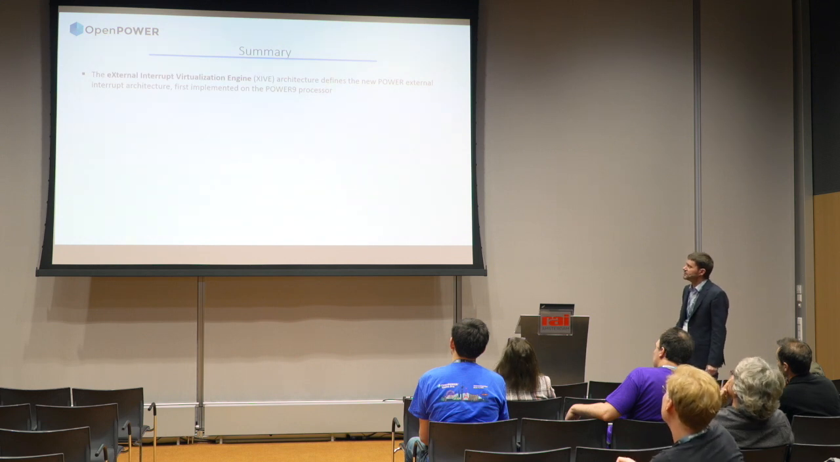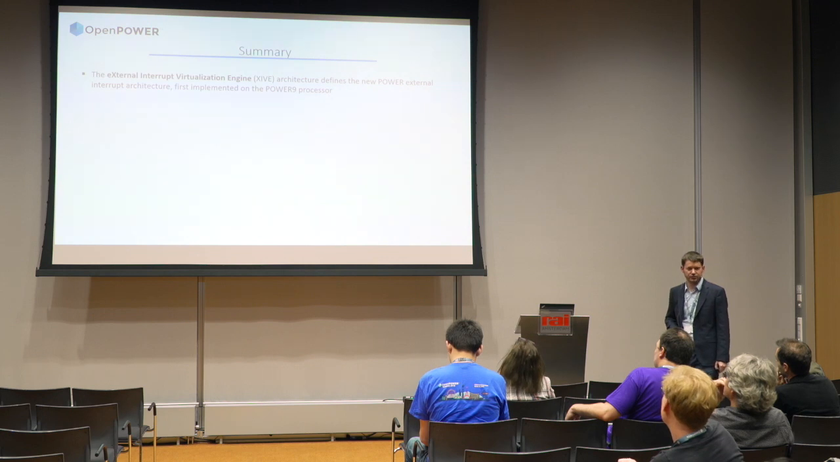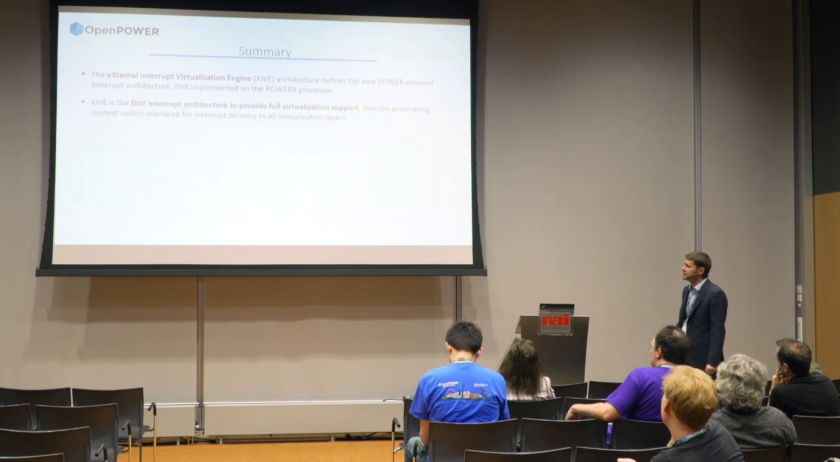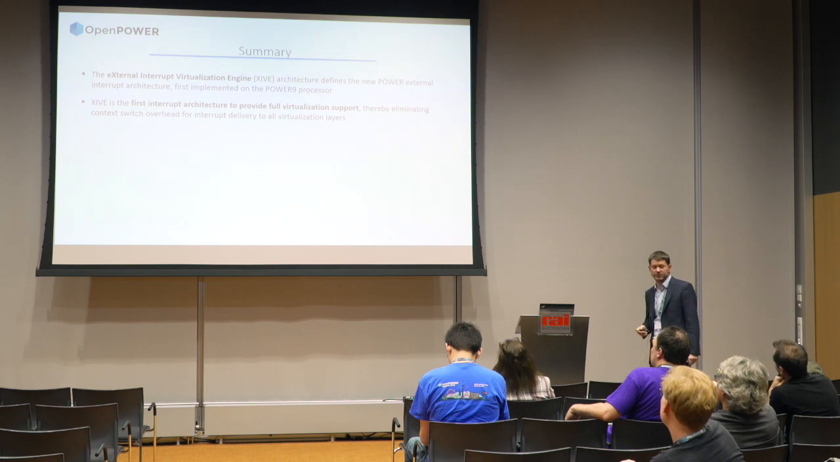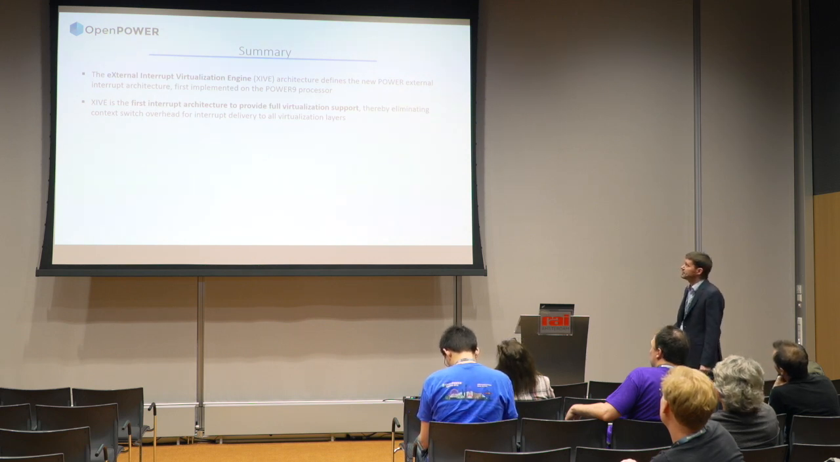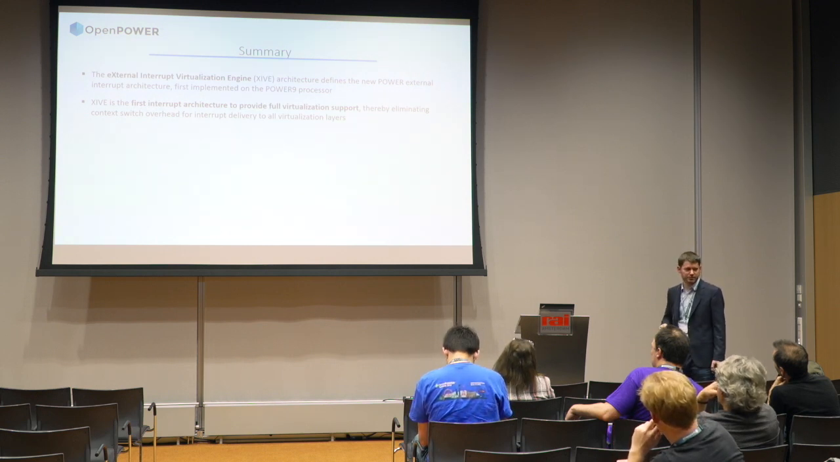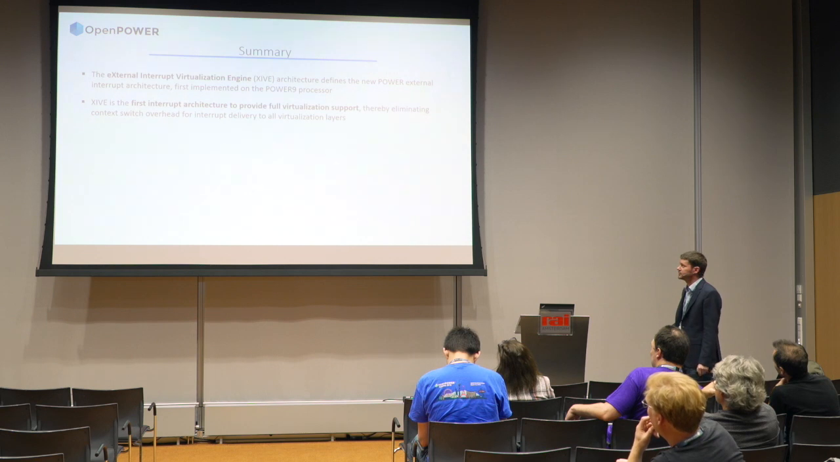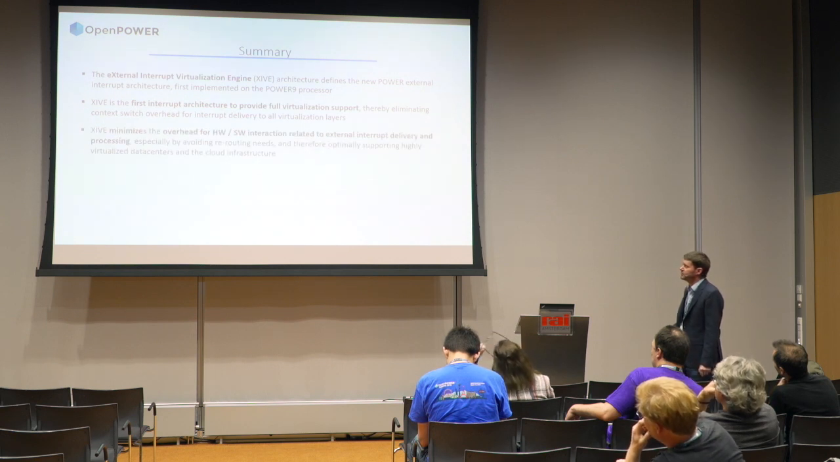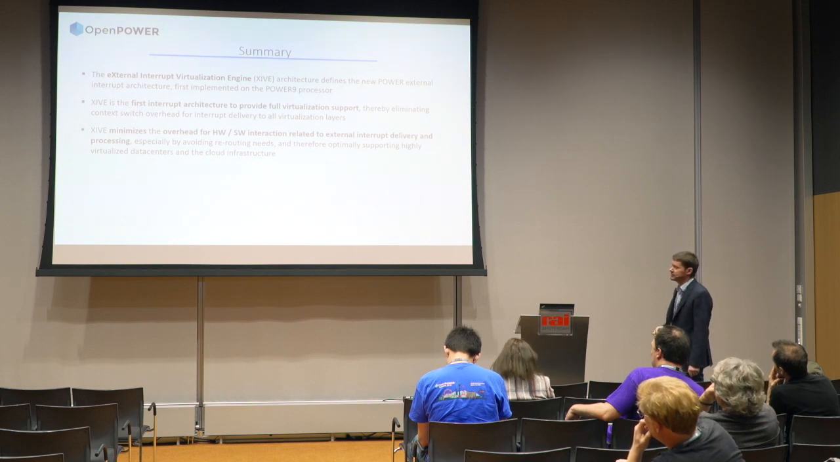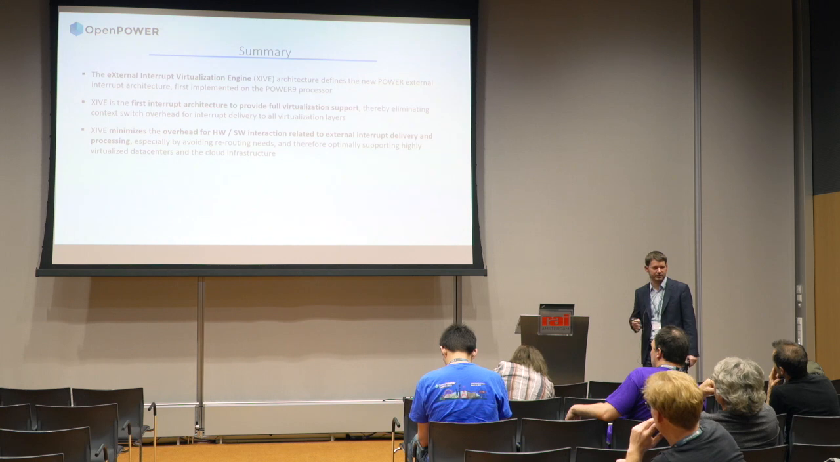So to summarize, we have introduced the new external interrupt virtualization engine architecture for the Power 9 processor, and that's the first implementation that we have there. It's the first interrupt architecture in the industry that provides full virtualization support, and thereby we eliminate a lot of context switches that are associated with a typical interrupt delivery in the previous interrupt architectures. We also minimize the overhead of the hardware-software interaction, and especially by also routing correctly in the first place.